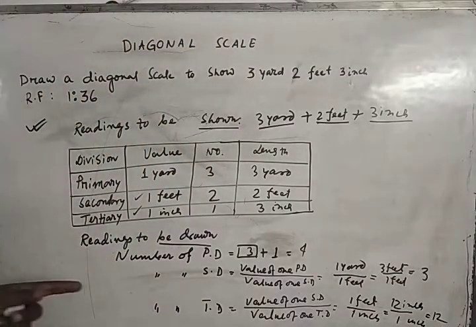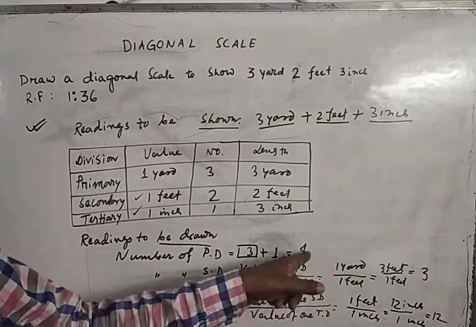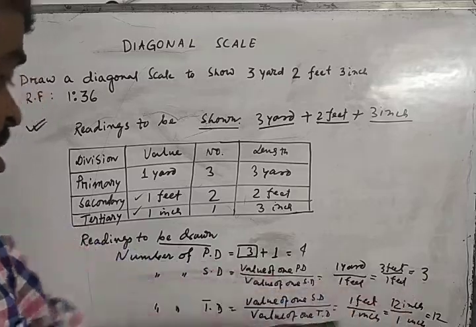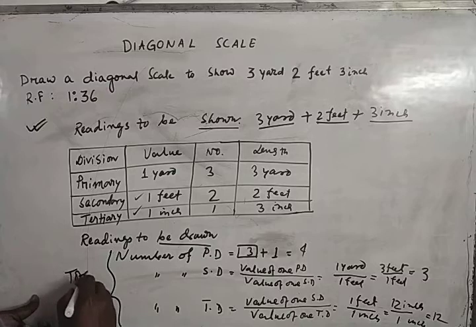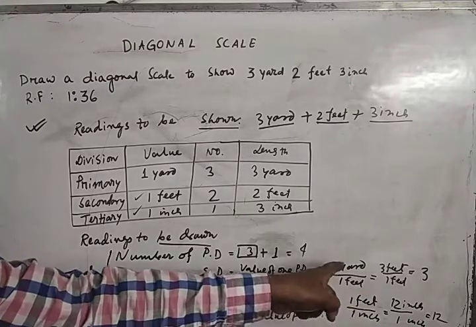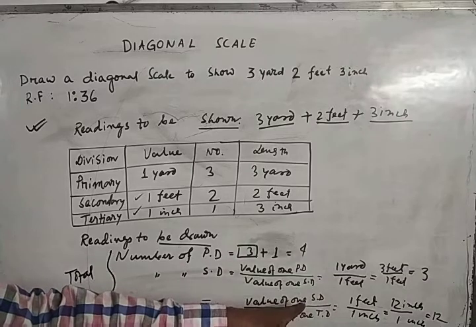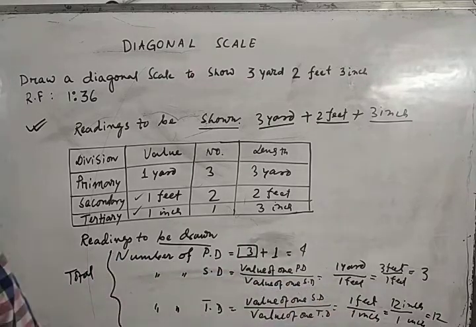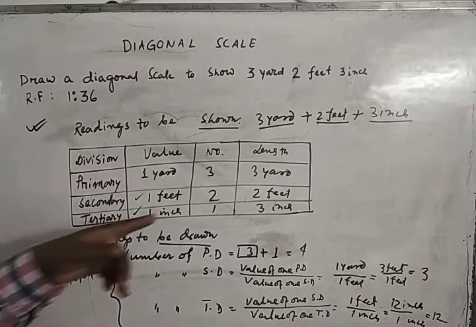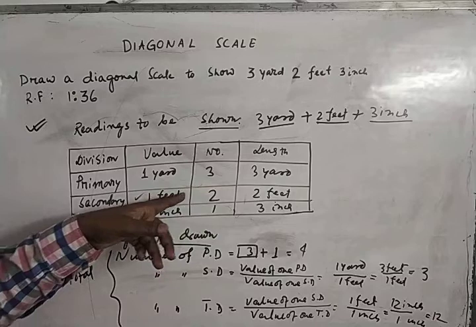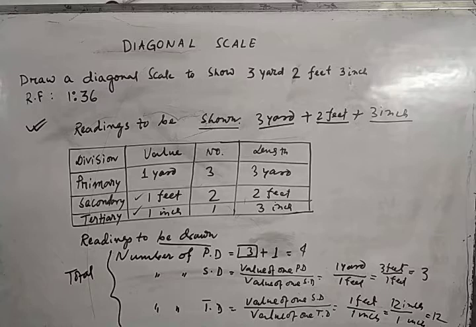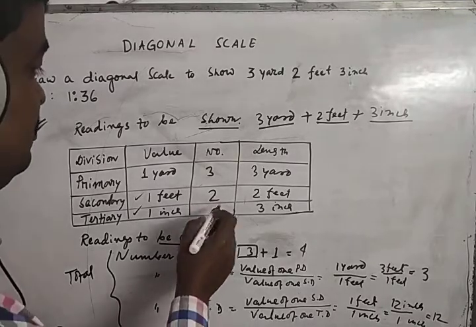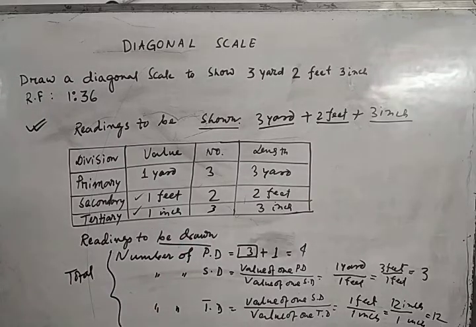Okay. So the total number of primary divisions is 4. Total number of secondary divisions is 3. Total number of tertiary divisions is 12. Here all are totals, so we have to draw this much. We have to draw 4 primary divisions, 3 secondary divisions, and 12 tertiary divisions. But we have to show 3 primary divisions, 2 secondary divisions, and only 3 tertiary divisions. Okay.